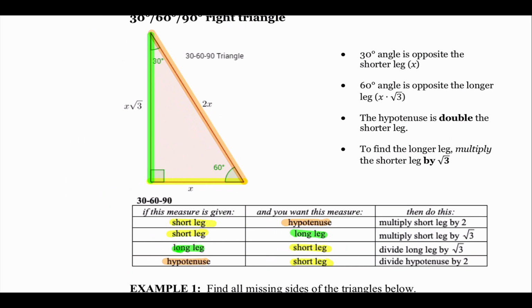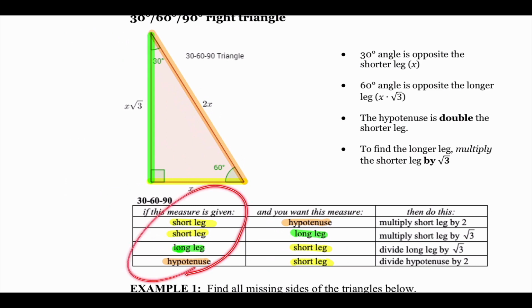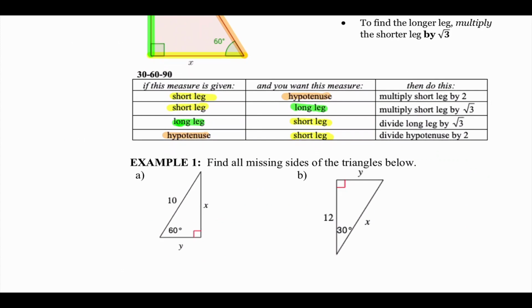It's going to be something like that. So we're going to start here, with whatever they've given you first. Then the next column: what do I need? What am I trying to find? Once you do that, this is how you're going to do it. If they've given you the short leg and you need to find the hypotenuse, you're going to multiply the short leg by 2. If they've given you the short leg but you want to find the long leg, you're going to multiply by the square root of 3. Same with the long leg if you're trying to find the short leg, and same thing with the hypotenuse if you're trying to find the short leg. So the hardest part about today is: what have they given me and what am I trying to find?